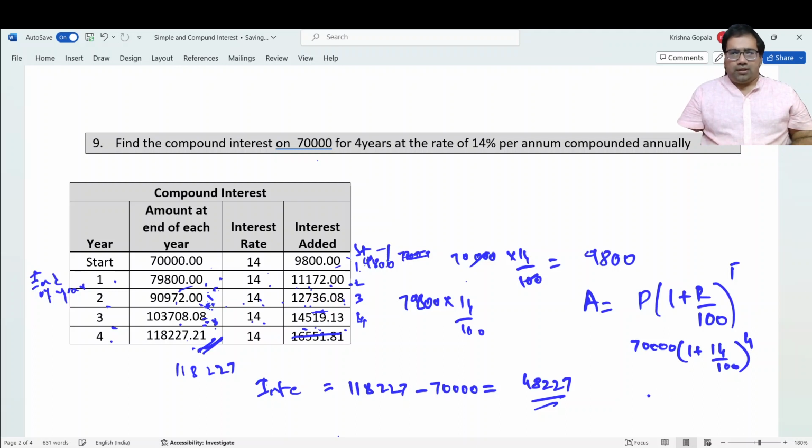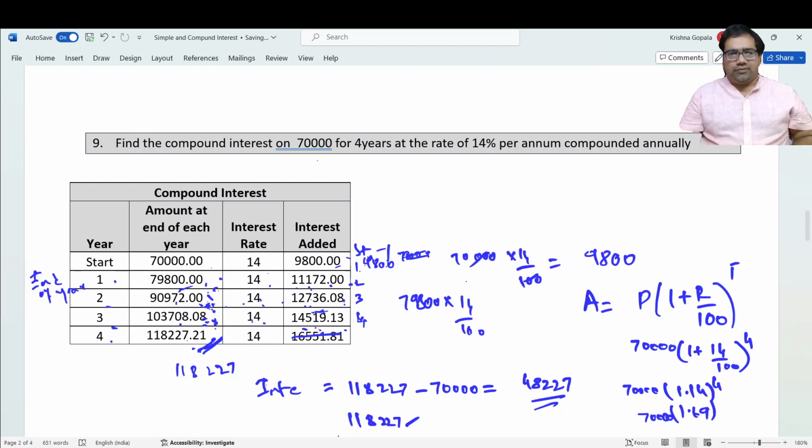Whole power 4. That means 70,000 into 1.14 power 4. 1.14 power 4 will become 1.69. 1.69 into 70,000 will again give you this one, 1 lakh 18,227. Okay.